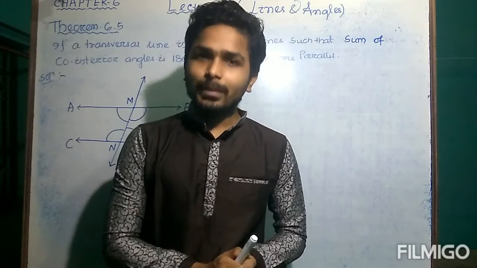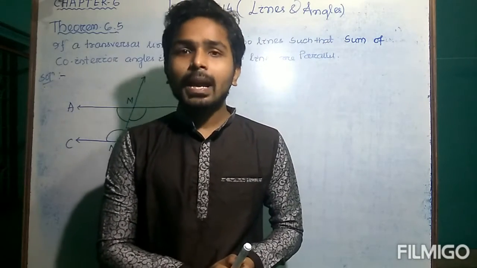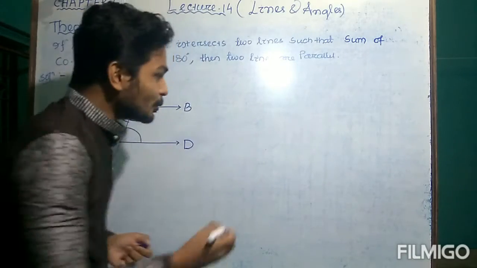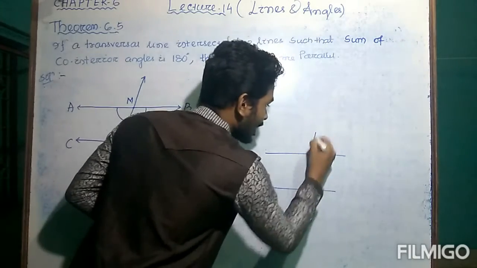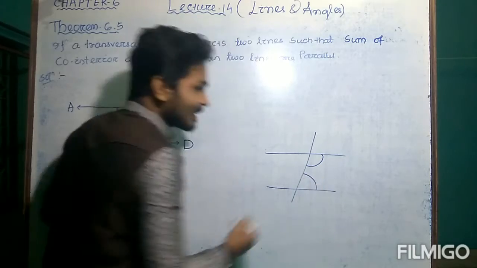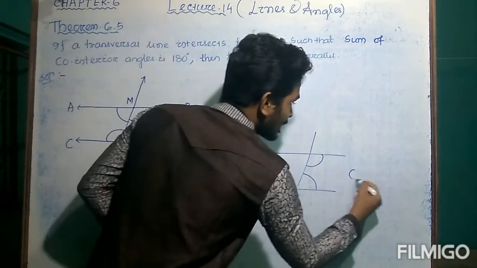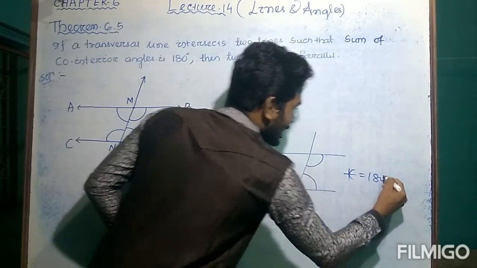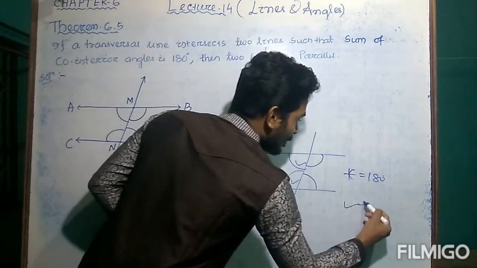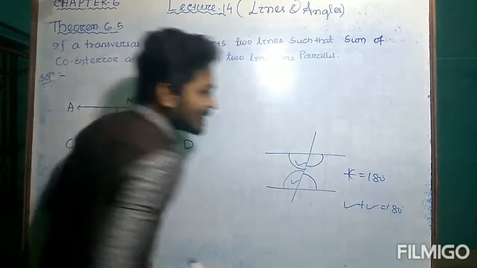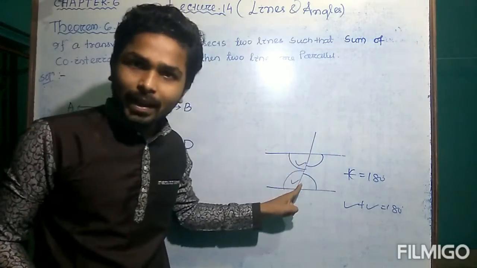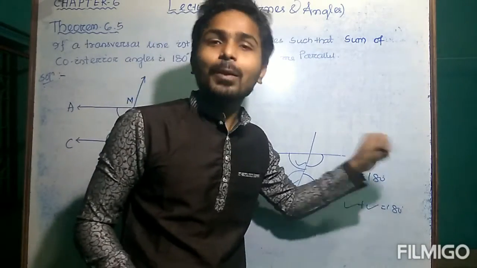In lecture number 13 we discussed theorem 6.4. According to theorem 6.4, if a transversal line intersects two parallel lines, then the sum of two co-interior angles, that means this angle and this angle are co-interior, so their sum is equal to 180 degrees. Similarly, another pair of co-interior angles, this angle and this angle, is also 180 degrees. Okay, so here it is given that this is a transversal line and it intersects two parallel lines, so that the result is their addition is 180 degrees.